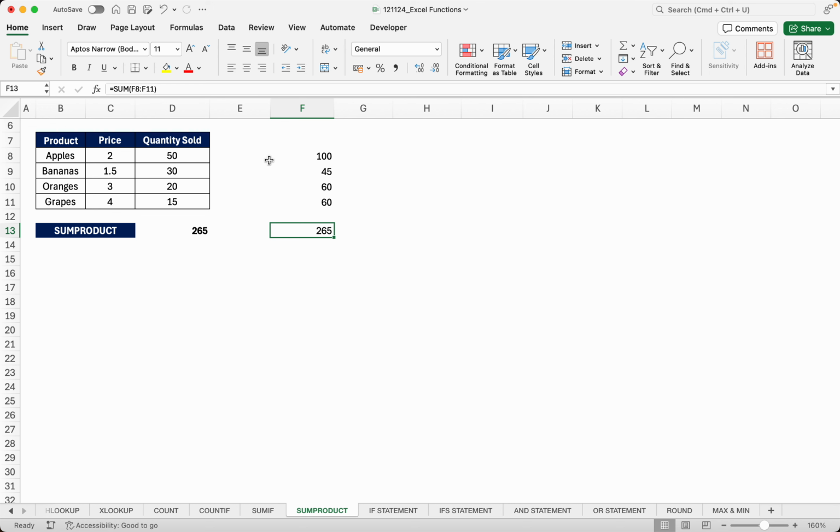So what's happening is Excel is multiplying 2 by 50, 1.5 by 30, 3 by 20, 4 by 15, and then adding it all together.